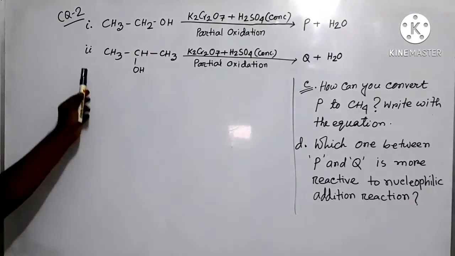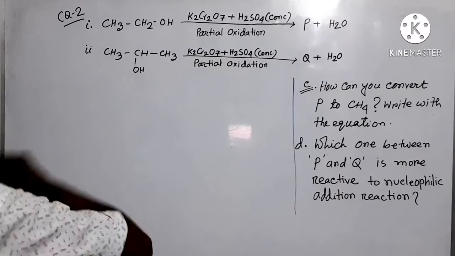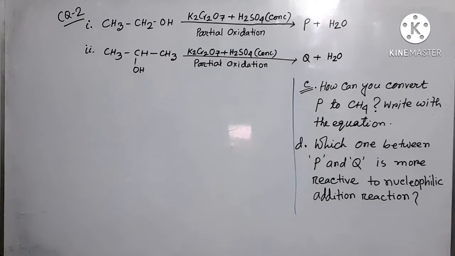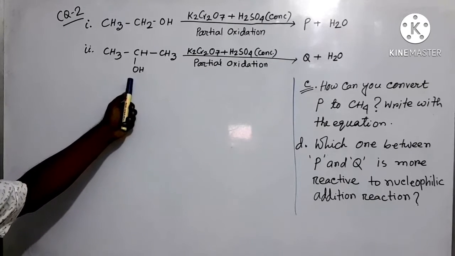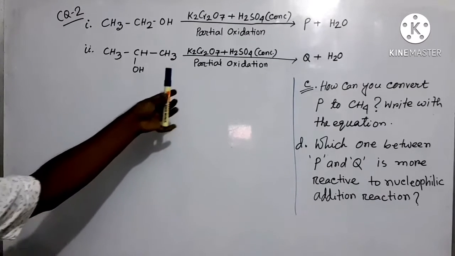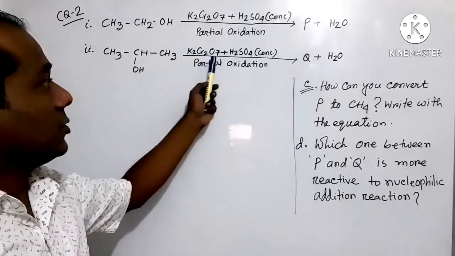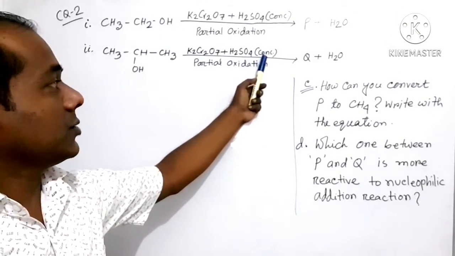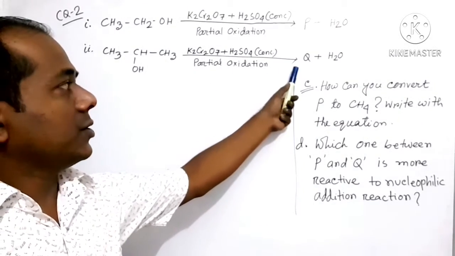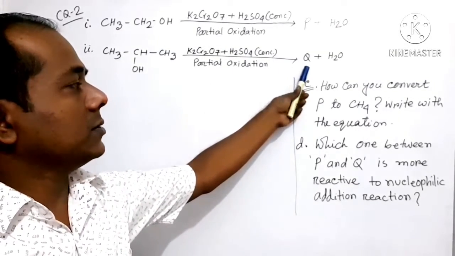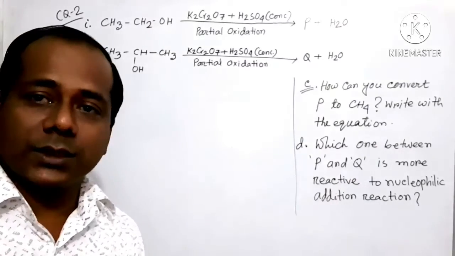And in reaction 2, propanol-2 reacts with potassium dichromate and concentrated sulfuric acid, with partial distillation, and we get compound Q plus water.